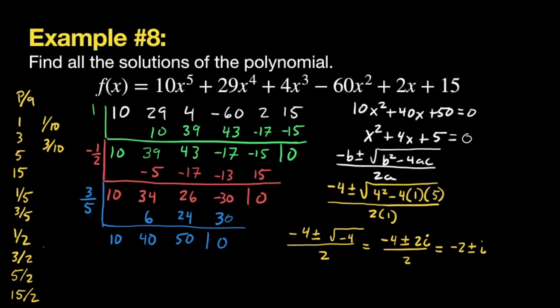So the answer to this problem, we have 5. We have x is equal to 1, negative 1 half, positive 3 over 5, and we have negative 2 plus i and negative 2 minus i. This is where the complex root conjugate theorem comes into play.